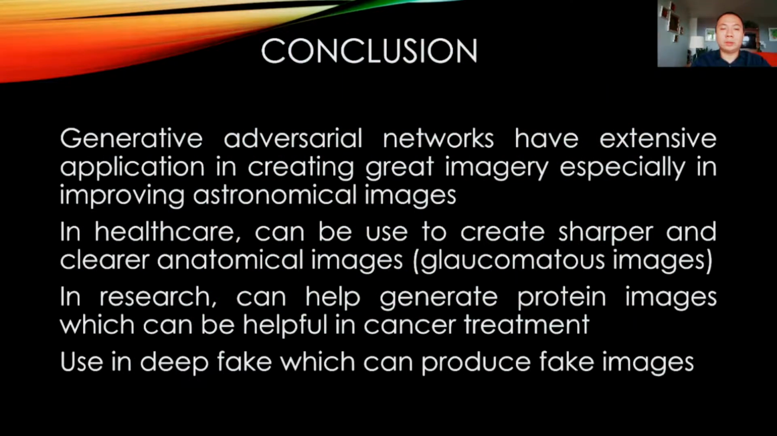So in conclusion, again, this is relatively new, at least for some of us, but it has been in existence since 2014, and it truly revolutionized how we see images. Generative adversarial networks have extensive application in creating imagery, especially astronomical images. For enthusiasts, for example, if you get a small image and then use a discriminator, you'll be able to create a much clearer image.